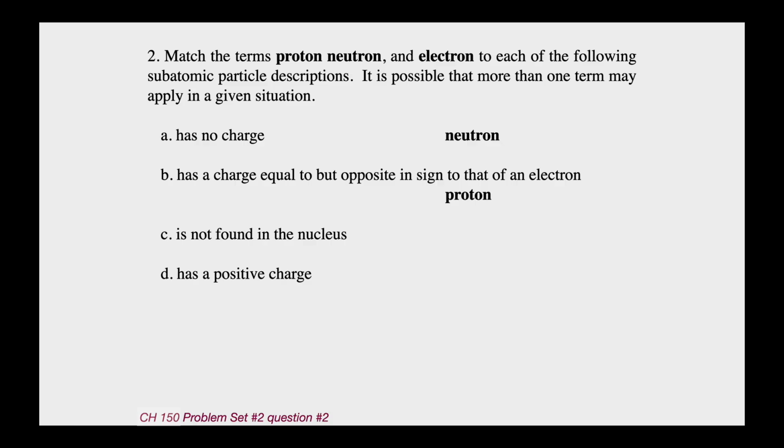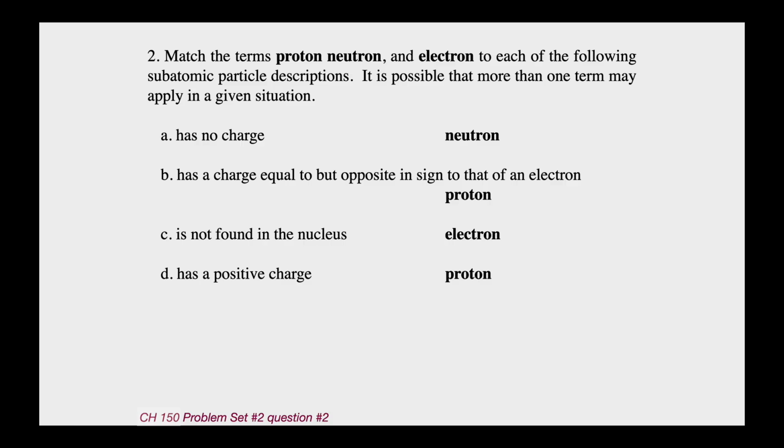Protons and electrons have a charge. Protons are positive and electrons are negative. The charge can be measured, and protons and electrons are opposite but equal in magnitude. So that's why we refer to protons as +1 and electrons as -1. Next, not found in the nucleus, that's going to be the electron. Protons and neutrons are found in the nucleus, and electrons kind of circle around the outside. We'll talk more in a future problem set about where the electrons are and what they're doing, but they aren't in the nucleus. And then finally, has a positive charge. Yeah, you got it. It's the proton, all right?